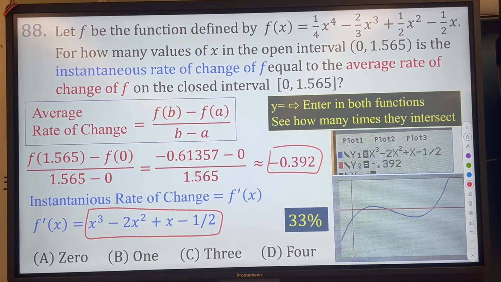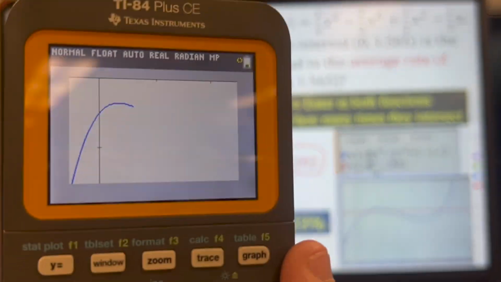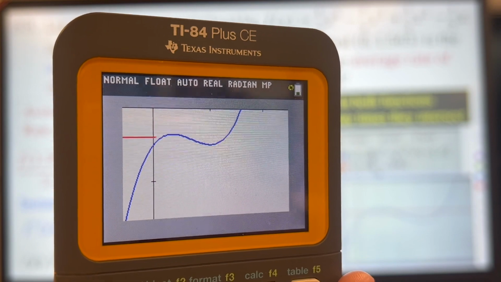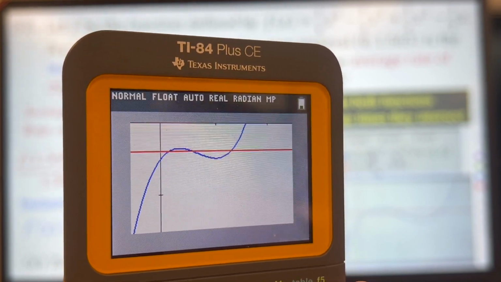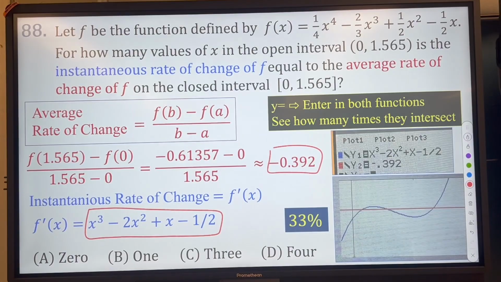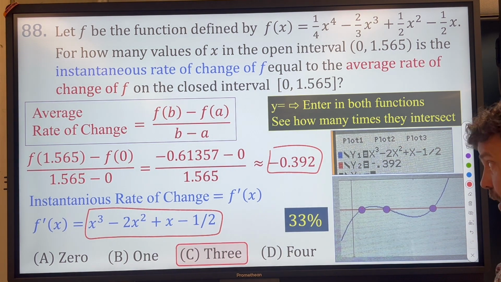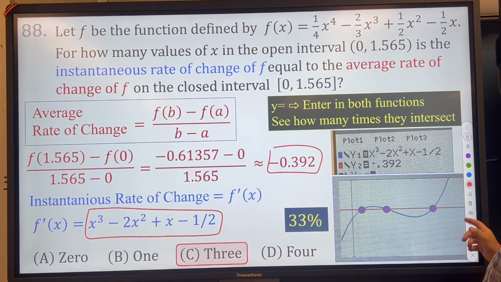I'm going to change my window again. I'm going to make my y max equal to about 0. All right, I got another graph right here, and this lets me see it a little better. 1, 2, 3 times it hits. All right, 1, 2, 3. So the answer is 3. How many values is the instantaneous rate of change equal? It's equal once, it's equal twice, it's equal three times. You can actually find out when they're equal using your calculator if you like, but you don't have to.